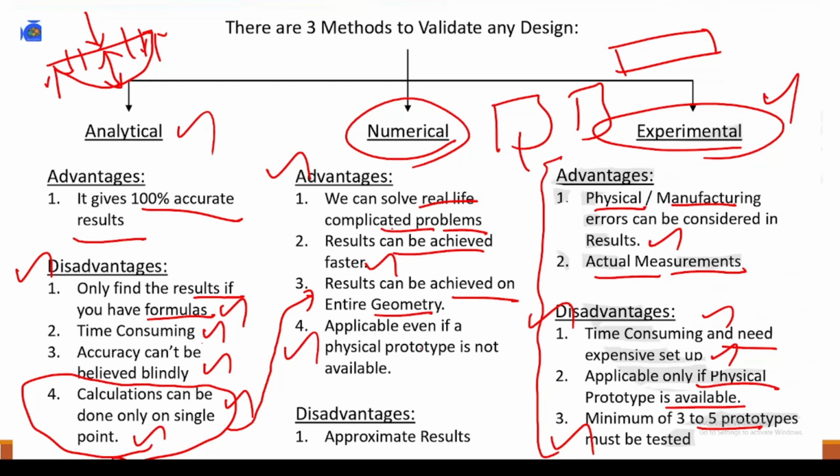Then one more advantage is that it is applicable even if the physical prototype is not available, which is contrary to the experimental method. The disadvantage is it is an approximate result, but advanced methodologies have come together, and we apply those algorithms with which the software has been built in such a way that these two will have nearly the same answer. It won't vary that much.